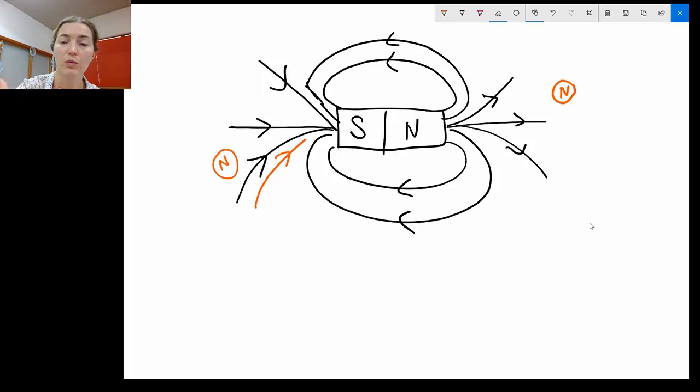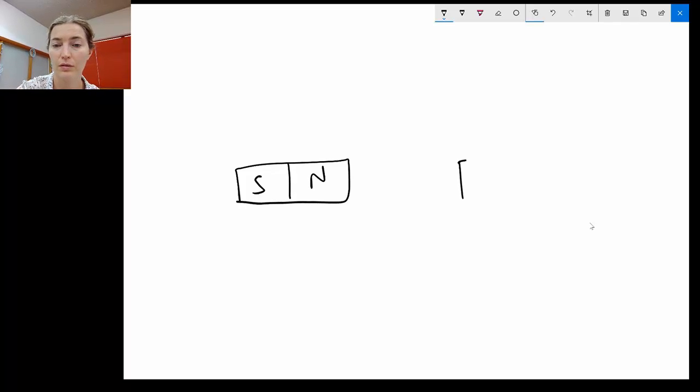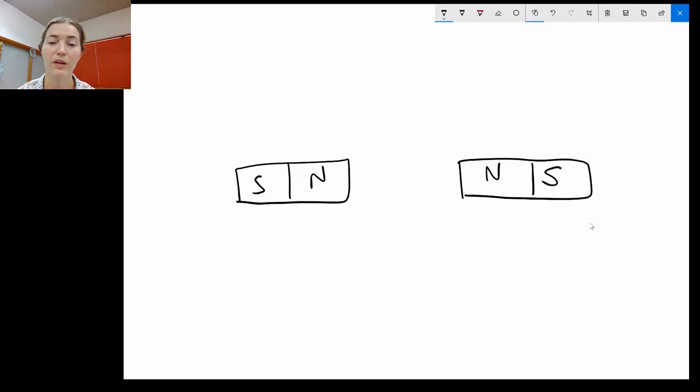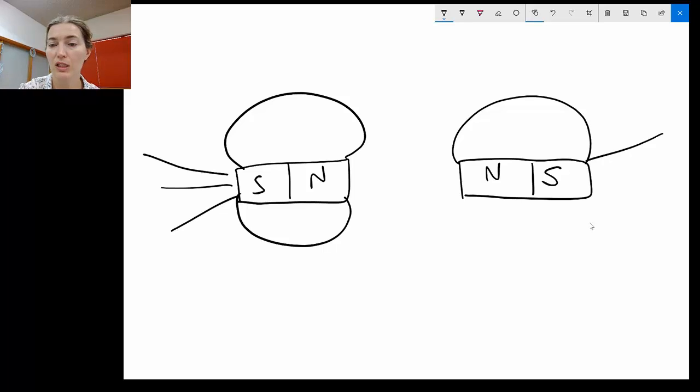Now, what if we have a situation where we have north, south, north, south? How do we draw these field lines? And we can see this in the lab. Okay, so I have a similar situation going on here. Very weak interaction at the furthest pole. But what is happening in the middle here?